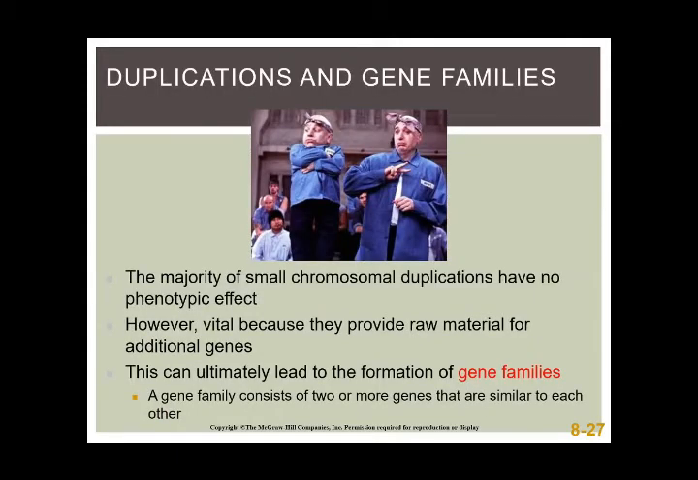So the majority of small chromosomal duplications have no phenotypic effect, but they are vital because they provide raw material for additional genes. This can ultimately lead to the formation of gene families. So a gene family consists of two or more genes that are similar to each other.